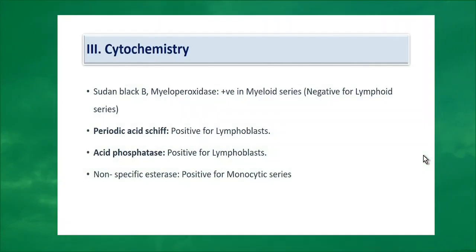Coming to cytochemistry of acute leukemias, MPO, myeloperoxidase, is positive in most of the AMLs, and PAS or periodic acid Schiff is positive in lymphoblasts, ALL. NSE, non-specific esterase, is positive for monocyte series. We saw AML M5 earlier.